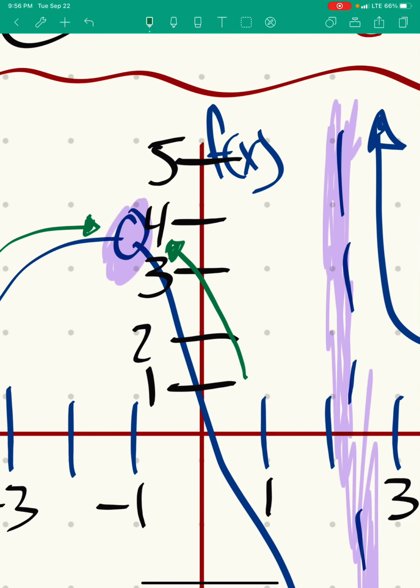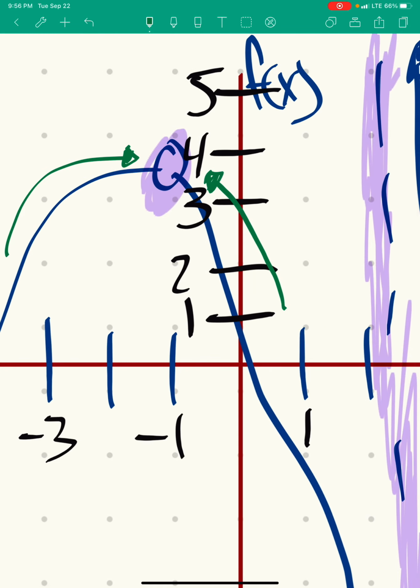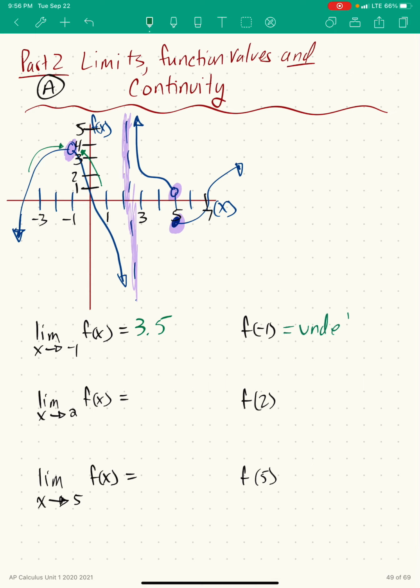But is there a value when x equals -1? I do not see a value. It's just a hole, and there's not a point anywhere else at -1. So we would say that f of -1 is undefined. So in this scenario, the limit is not equal to the function value.